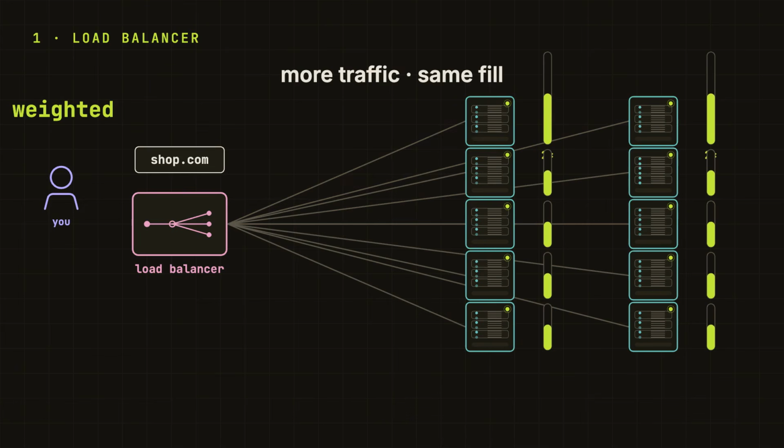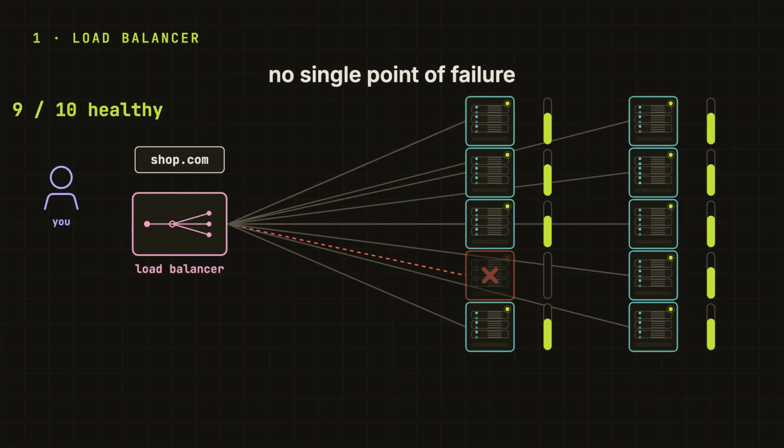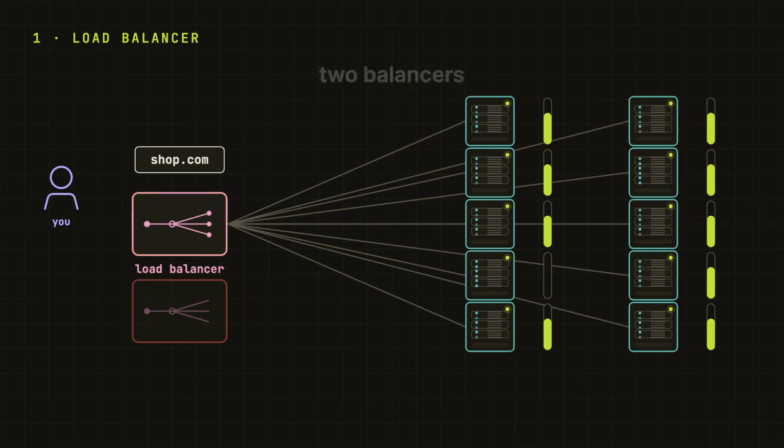And here is a critical job of the load balancer, health checks. The load balancer constantly pings each server behind it, asking, are you alive and healthy? And the moment a server stops responding, the load balancer stops sending it traffic. It routes around the dead one automatically. This is exactly what gives us that no single point of failure we wanted from horizontal scaling. So, in practice, you never just run one, you run at least two, and the traffic is pointed at whichever one is healthy. One server dies, the load balancer quietly skips it.